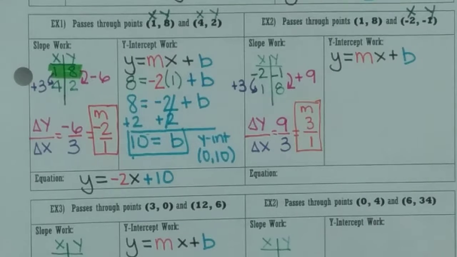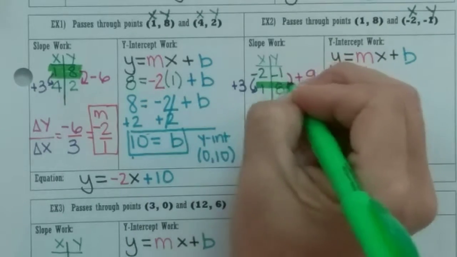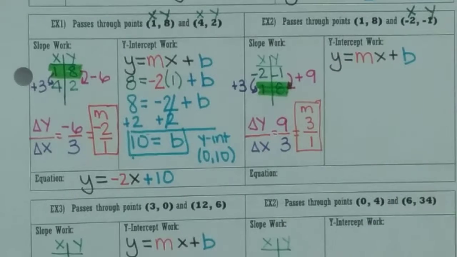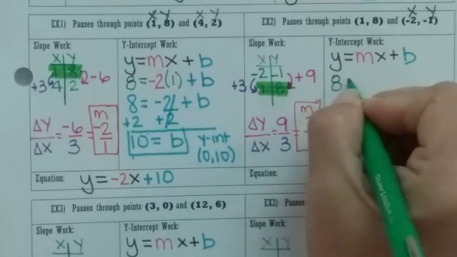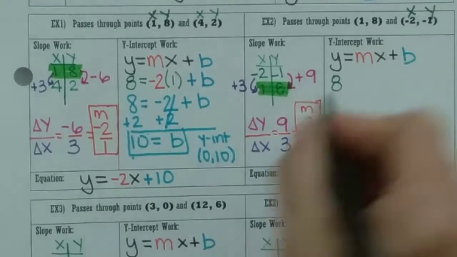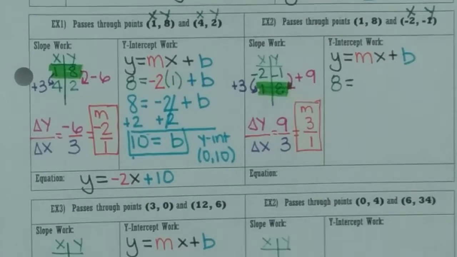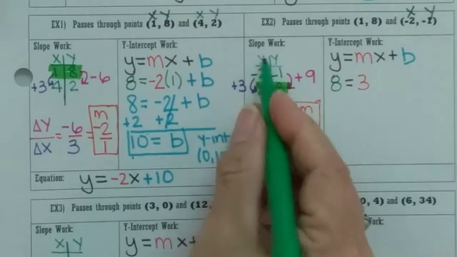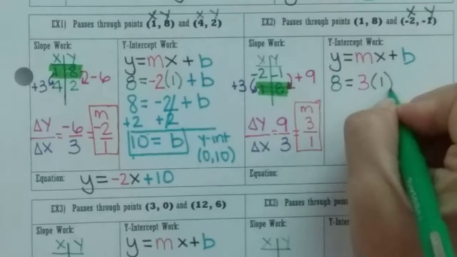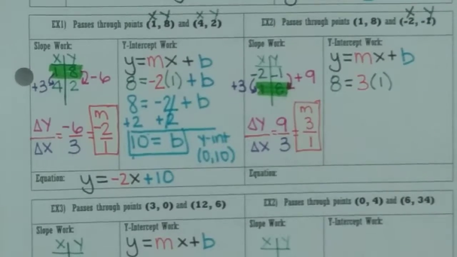Now we're going to find the y-intercept. To find the y-intercept, we're going to choose a point from the table. I'm going to choose the point 1, 8 simply because there's no negatives in it. So underneath the y, I'm going to put the number 8. Under y is 8, under y is 8. And then we're going to have it be equal to the m value of 3. And underneath the x in the table, we have a 1. So under the x in the equation, we're going to put a 1. And then we have plus b.